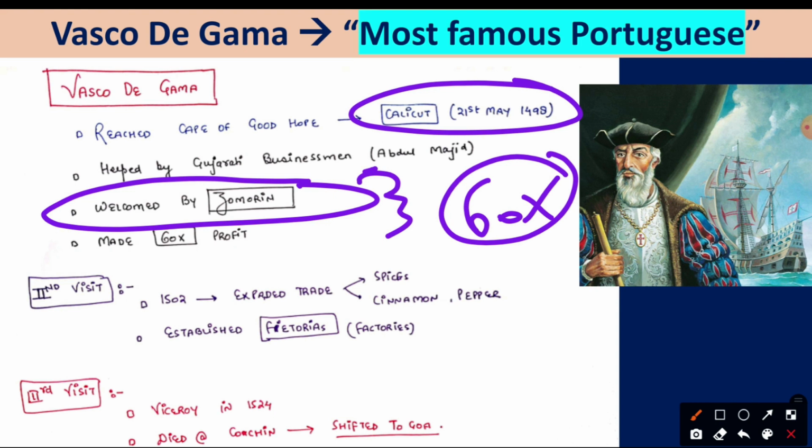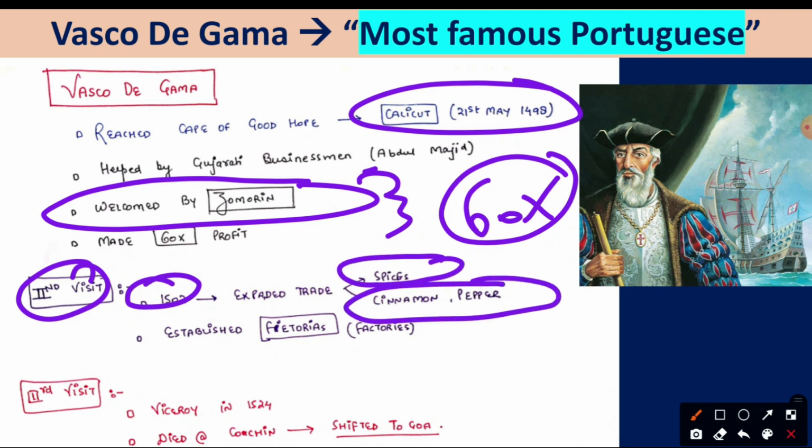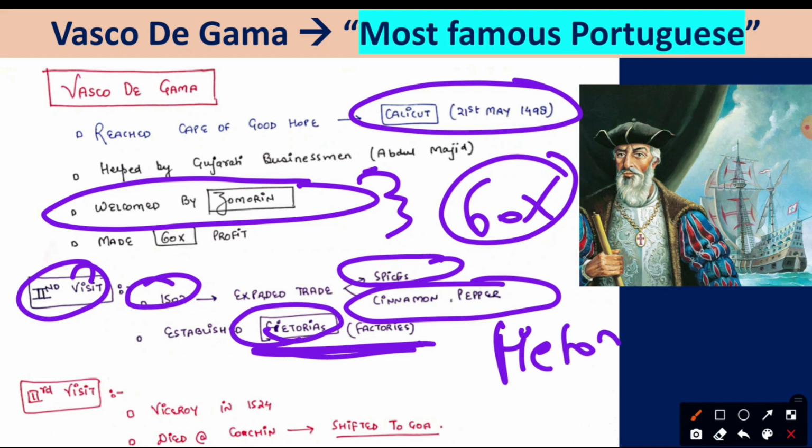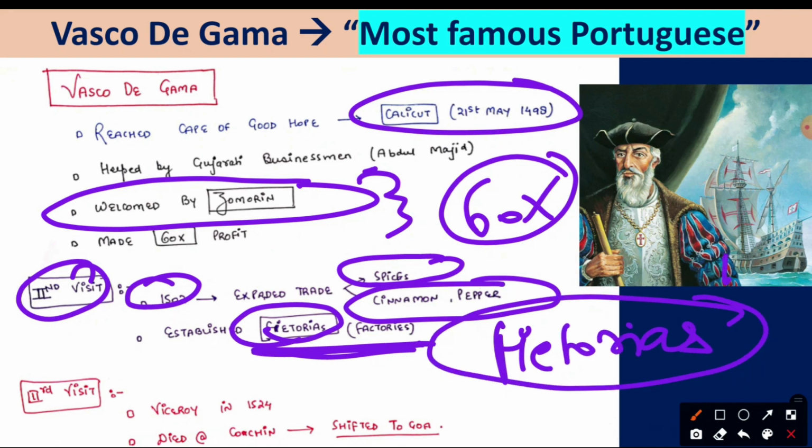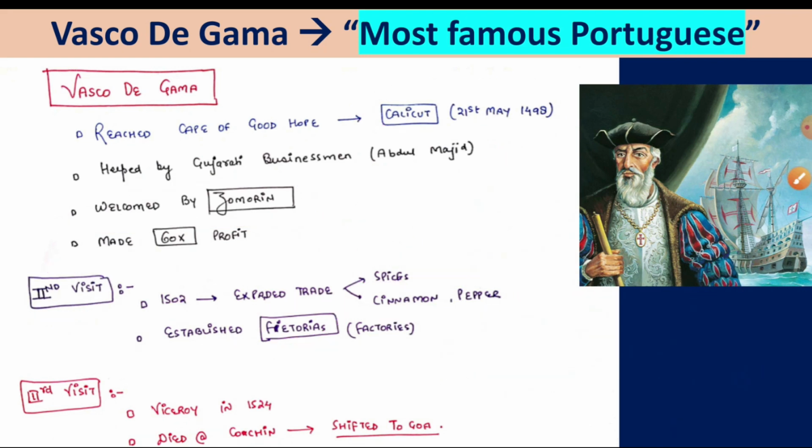So Vasco da Gama earned 60 times more profit, and when he returned, there were the glories of India, the amount of money he had made, and how everything was so good. Then he came back to India, and again in 1502, he expanded the trade to spices, cinnamon, pepper, and more. He established factories which were known as Feitorias. So remember, Feitoria means factory.